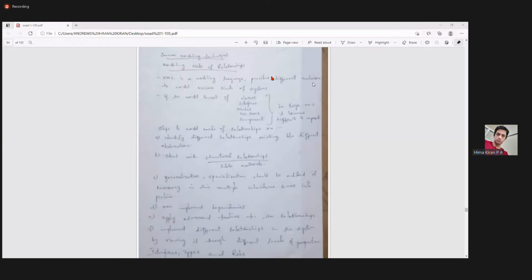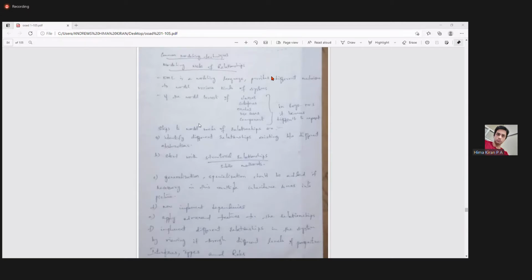UML is a modeling language that provides different mechanisms to model various kinds of systems. It is a design language in which various kinds of systems can be defined, like library management, hospital management, railway reservation, ATM system. All these various systems are designed or represented easily by using UML, that is Unified Modeling Language.